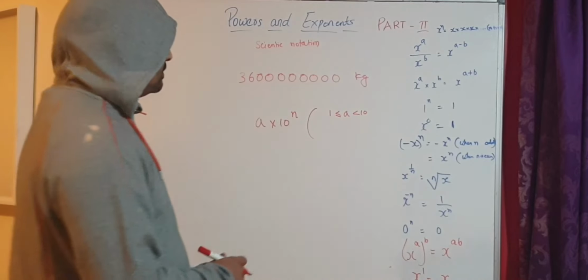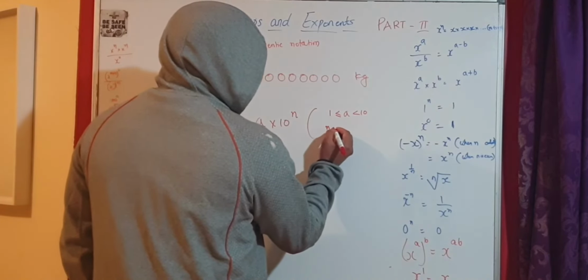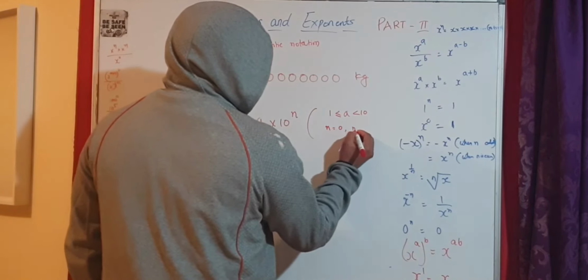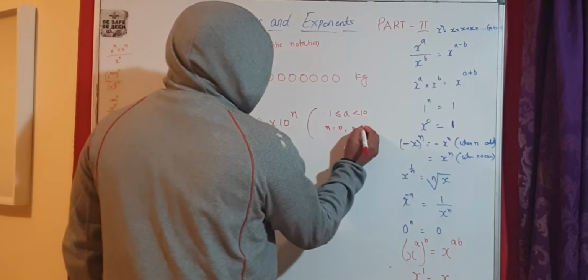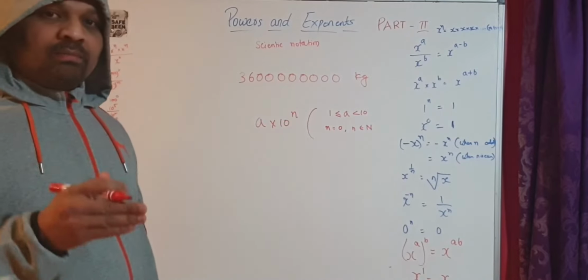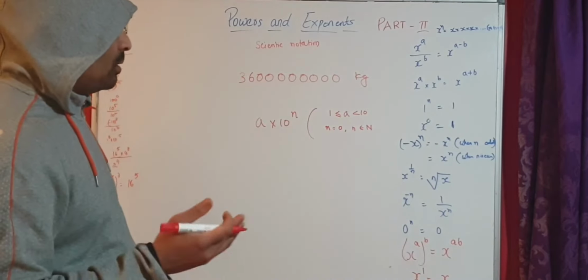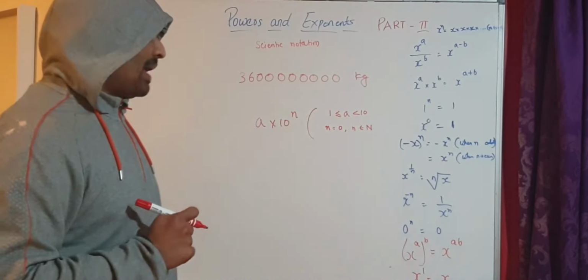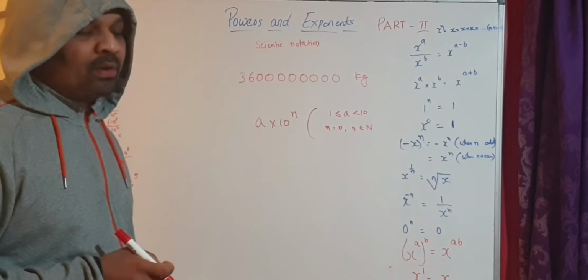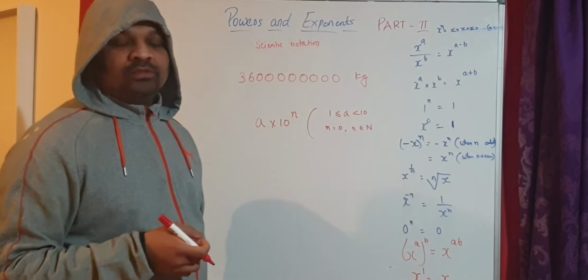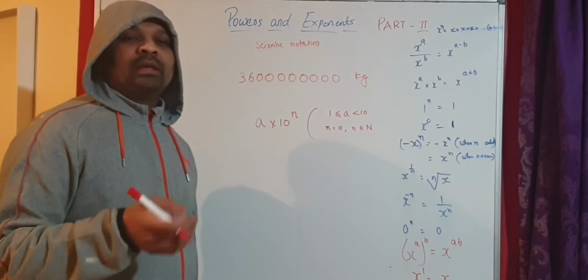And n can be 0, or n can belong to integers, any number, a positive number or a negative number, a whole number. It should not be in a fractional form. It should not be like 1.5 or 0.5 or minus 1.6 or minus 2.5 or minus 20.6, like that.